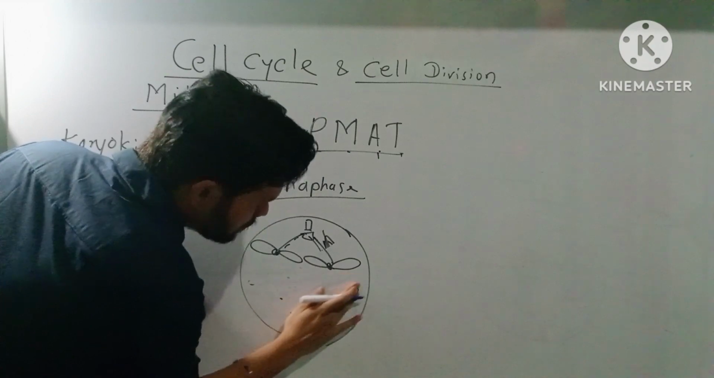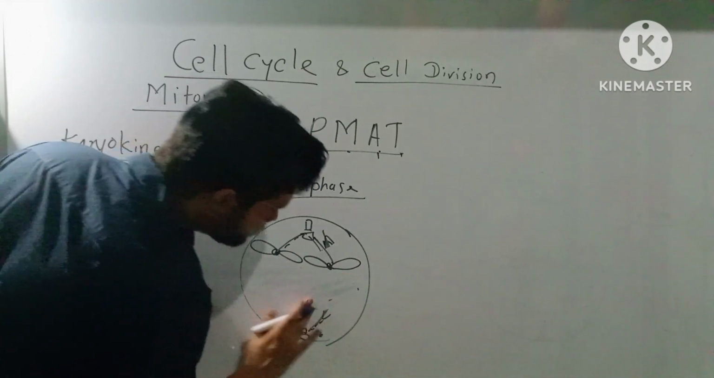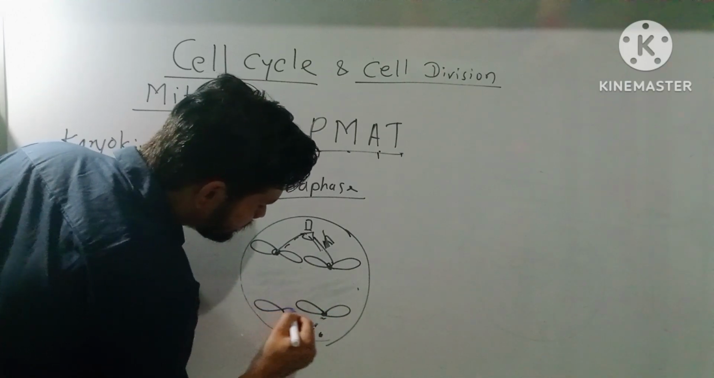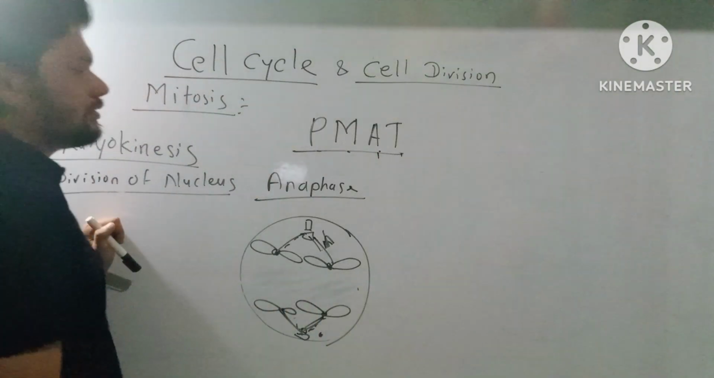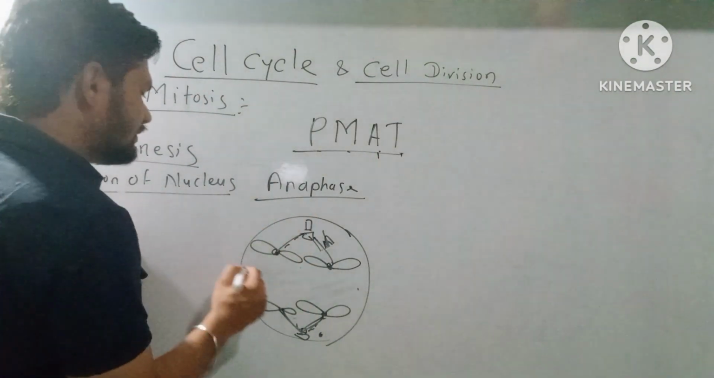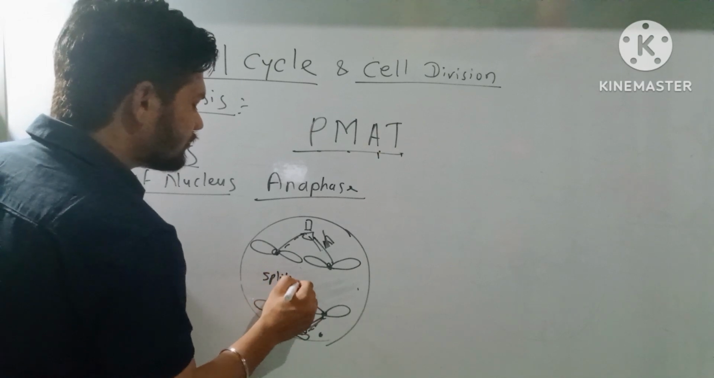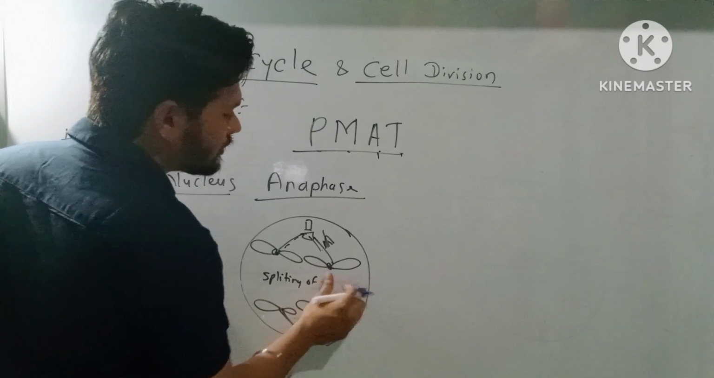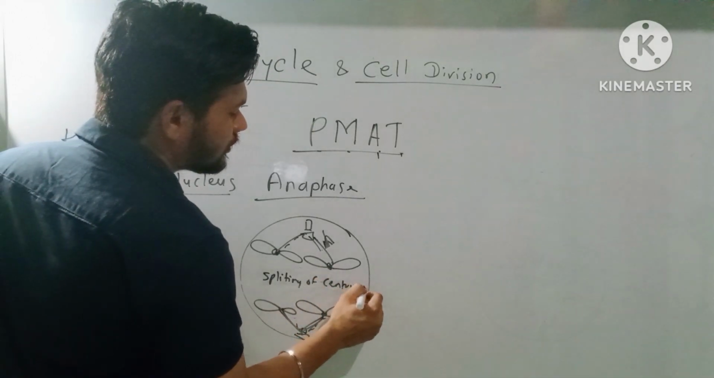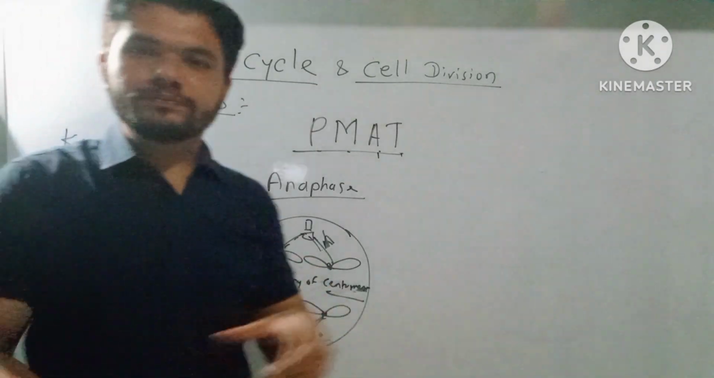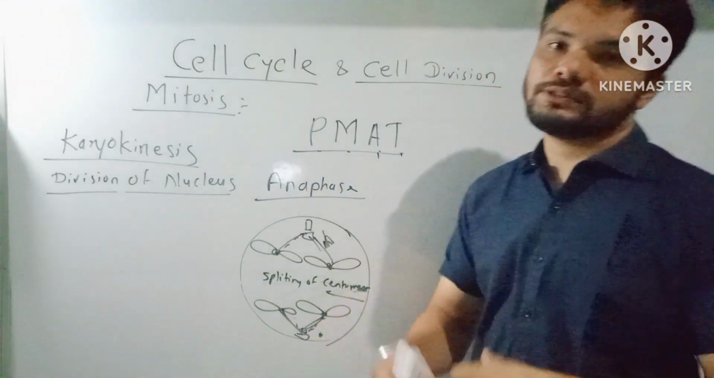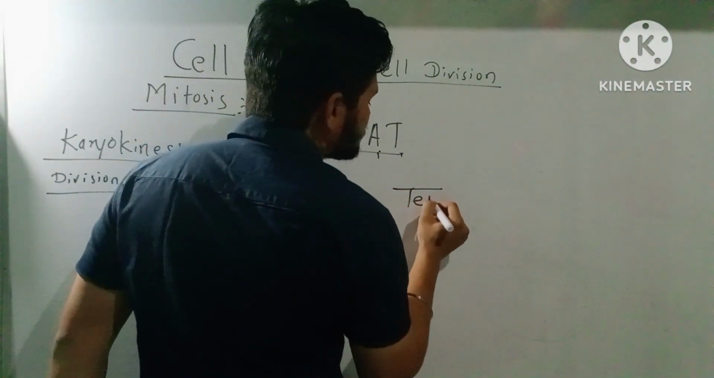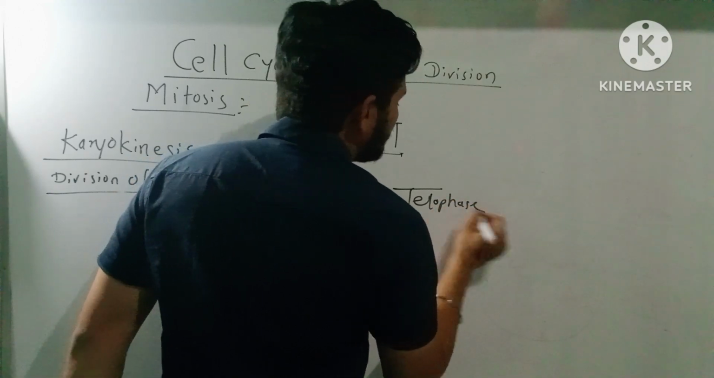Again, these chromosomes will be pulled towards the opposite poles of the cell like this. So what happened in the anaphase? The splitting of chromosomes, or splitting of, you can say, the centromere, and the chromosomes are pulled to the opposite poles. Okay, and then after anaphase, the last phase of mitosis is telophase.